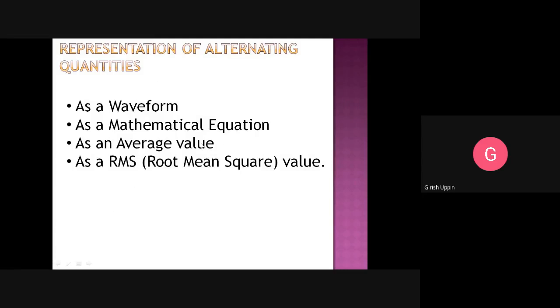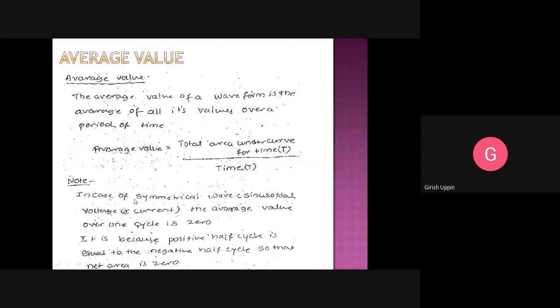We'll see what equation we get for the average value and what equation we get for the RMS value in the next session. In the next session we will look into the average value calculation, how the average value of a waveform can be calculated, and based on that we will solve some problems.